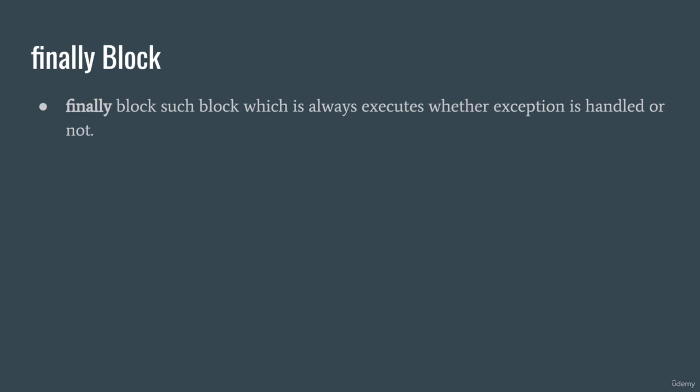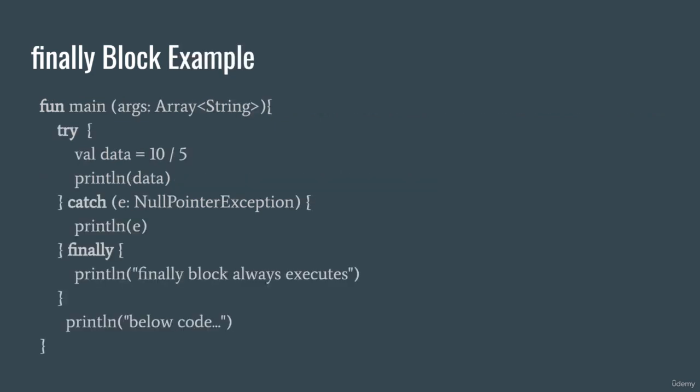Then we have the finally block, and you saw the keyword finally before. The finally block is a block which is always executed whether the exception is handled or not. So it is used to execute important code statements, for example, as I said earlier, code that should be run when all of the other code is done, for example, closing the connection. Okay, so we have this function main here where we try to divide 10 by 5 and then we print the data. So our catch is a null pointer exception catch, because data could be empty, for example. And then we have this finally block here, which always executes.